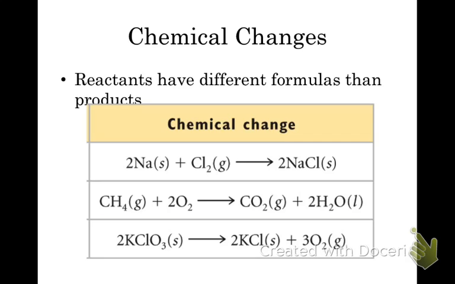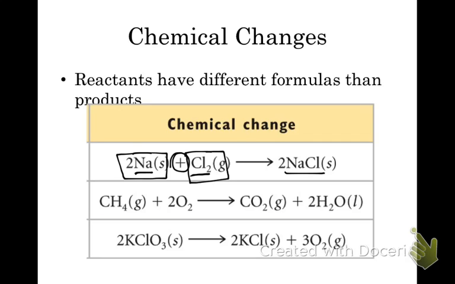For chemical changes, reactants have different formulas than the products. These show 3 different examples of chemical changes. The first one has sodium and chlorine produce NaCl. I originally started out with sodium plus chlorine, that plus sign right there, and I combined them together to form solid sodium chloride, which is table salt.